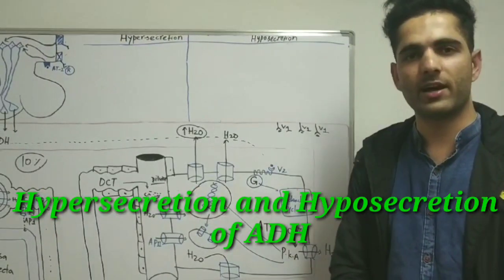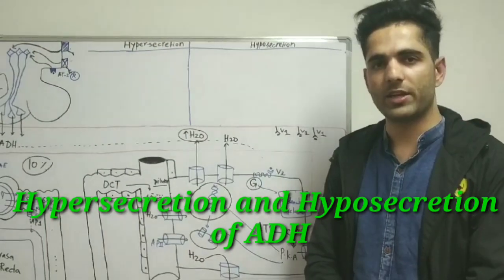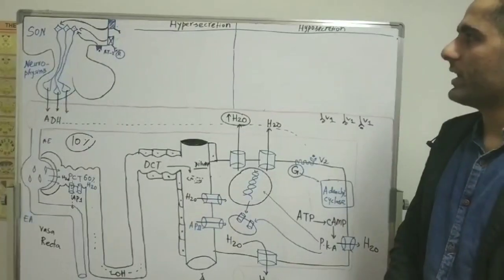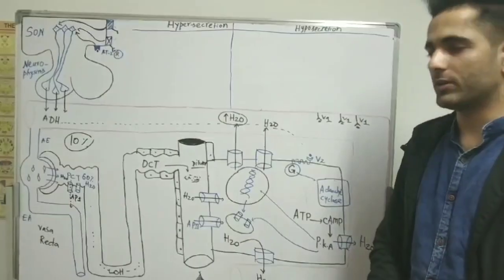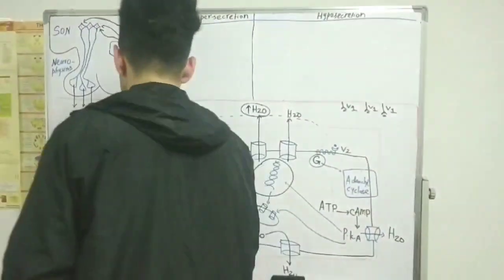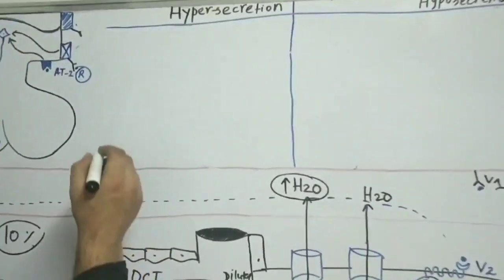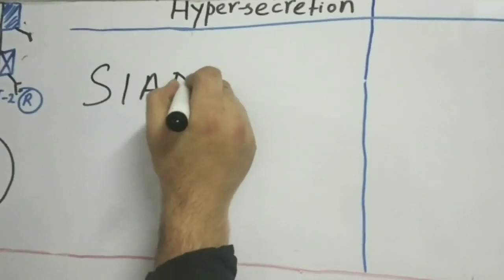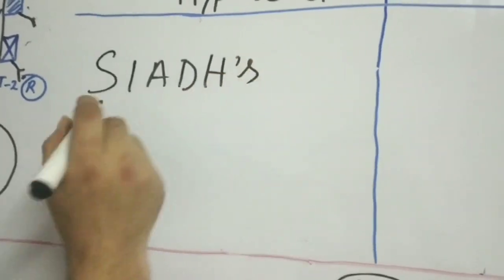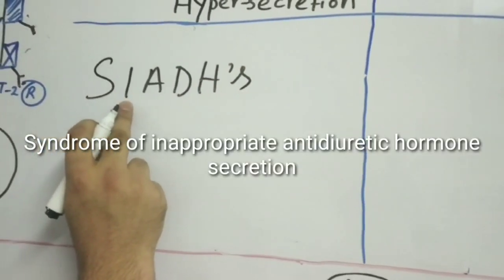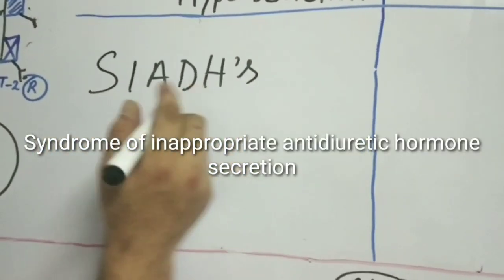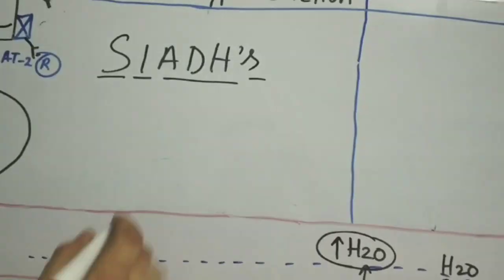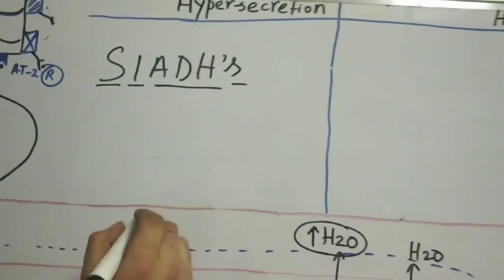Now we will discuss the hypersecretion of ADH and hyposecretion of ADH. In what conditions does the hypersecretion of ADH occur? There is a condition known as SIADH, syndrome of inappropriate ADH secretion. There is excessive secretion of ADH.